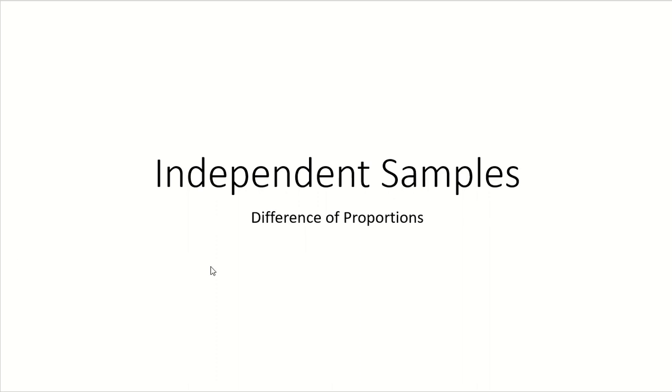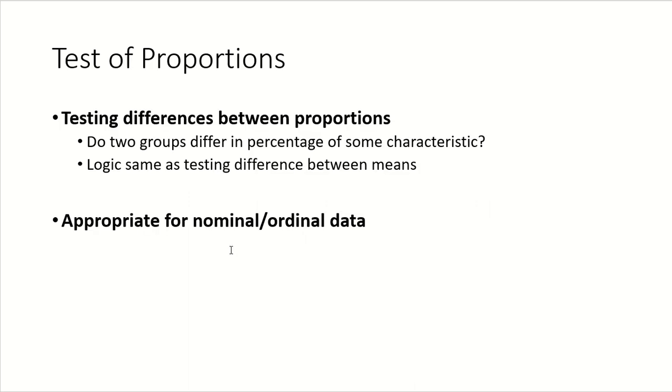Hi, this video takes a look at independent samples, this time looking at difference of proportions. Our previous videos have dealt with difference of means, so we're changing gears a little bit. So yeah, this is appropriate for nominal and ordinal level data as opposed to interval and ratio, which we've been dealing with. And testing the difference between proportions, we take a look at the question of do two groups differ in their percentage of some characteristic.